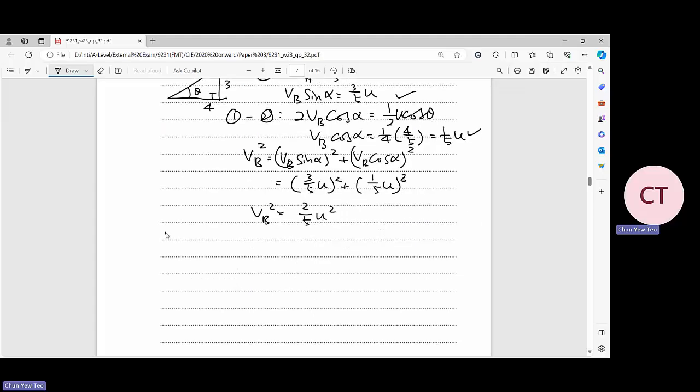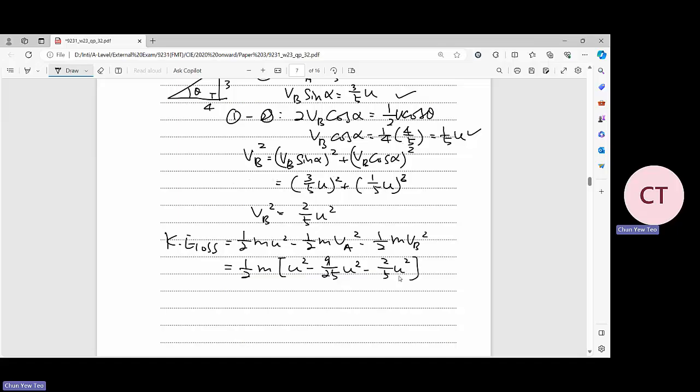Okay, now we are ready to find the KE loss. KE loss is equal to half m U square minus a half m VA square minus a half m VB square. So take all the half m out. I have a U square. Just now the VA was 3/5, so it's 9/25U square. This one will be 2/5U square. Use the calculator, simplify everything. You will get 3/25 mu square.